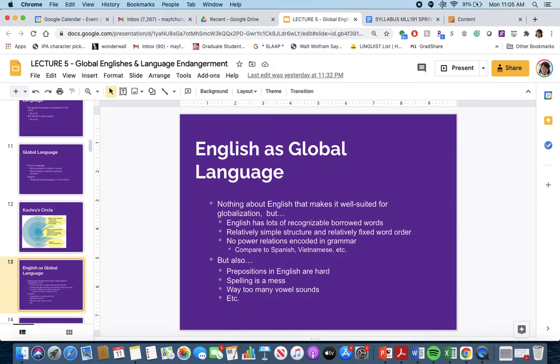But I will also argue that prepositions in English are hard, right? How do you know something is in the car versus at the car versus at the airport? Spelling is a mess. There's way too many vowel sounds. How you spell in English is very, very different from how you say things. And its verb system is a mess. Everything is so irregular, and it's not as simple as putting -ed at the end.